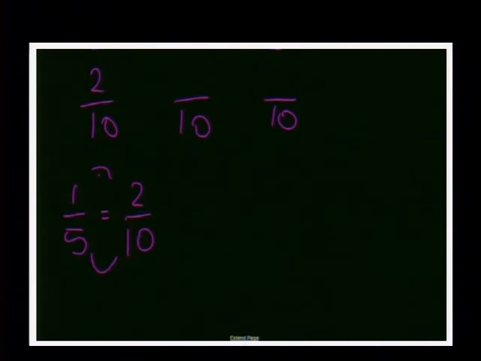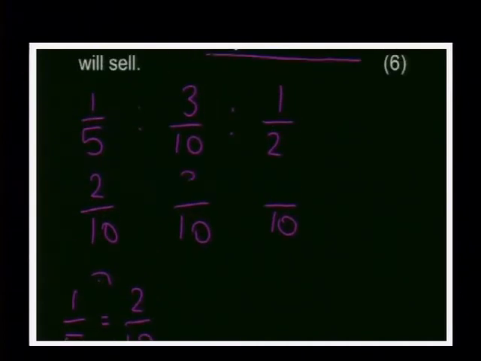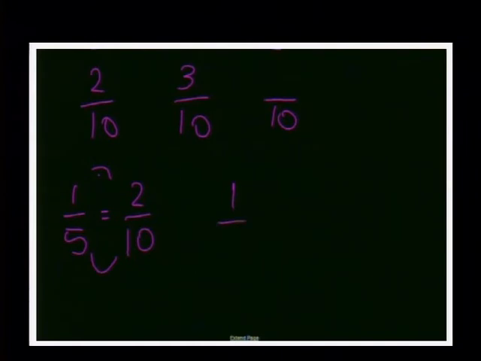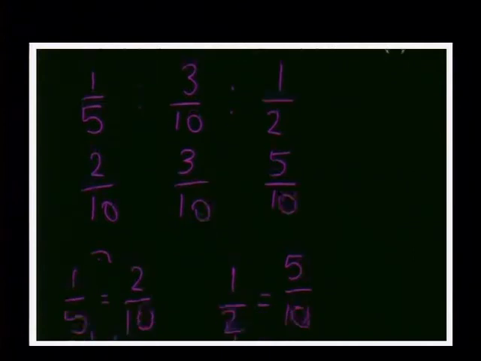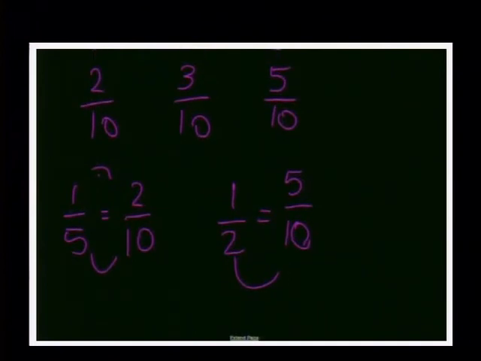And right, 3 out of 10 was already like that. And 1/2, we're going to do the half as well. So 1/2 is equal to how much over 10? And in this case, what did I do? It's a 10. I multiplied by 5, so we multiply by 5, and I end up with 5 out of 10. Okay, that makes it a whole lot easier for me to do the next part of the calculation.